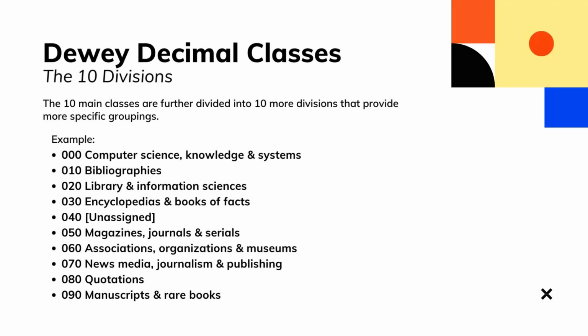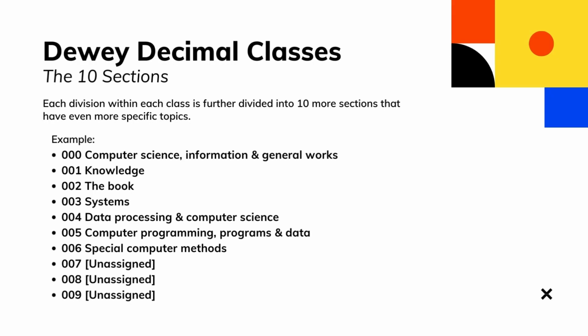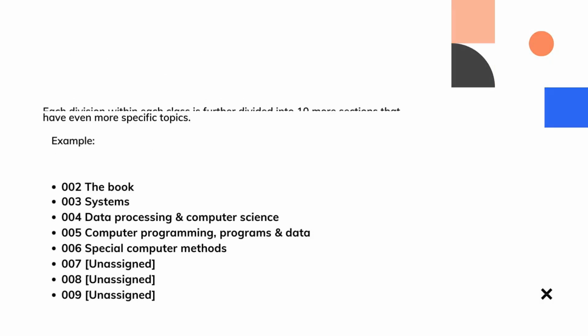serials, etc. Each division within each class is further divided into 10 more sections that have even more specific topics. For example, Class 000 includes the sections Computer Science, Information and General Works, Knowledge, the Book, Systems, Data Processing and Computer Science, etc., as illustrated in the current slide.